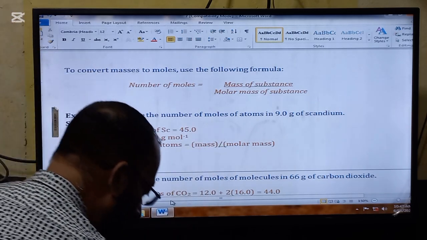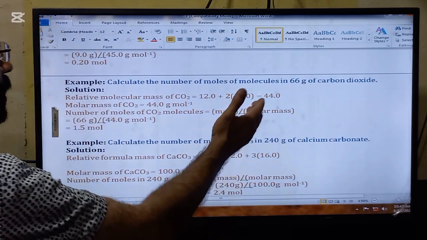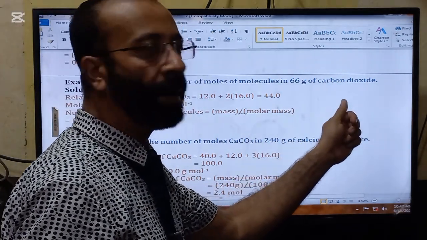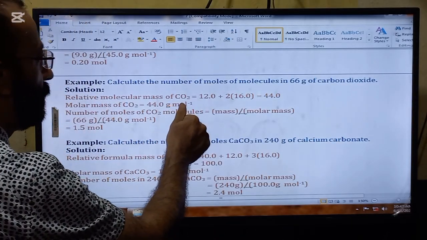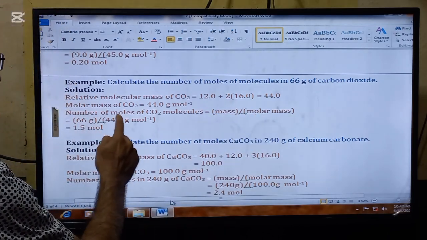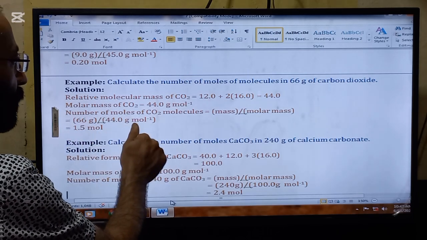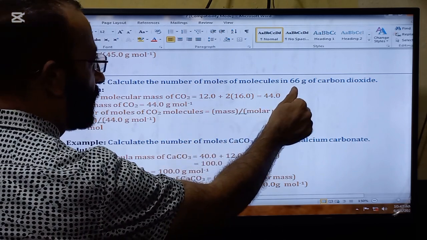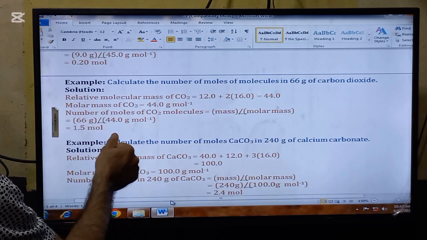And another question, calculate the number of moles of molecules in 66 grams of carbon dioxide. So first we will find the molar mass of carbon dioxide. So first the relative molecular mass. Carbon is 12, O is 16, so 16 twos are 32, plus 12 will make 44. So molar mass of CO2 is 44 grams per mole. Now the formula, moles is equal to mass over molar mass. So moles will be equal to mass. Mass is given, 66, will be put in the numerator. Molar mass is 44. So solve it on the calculator. This will be the answer.